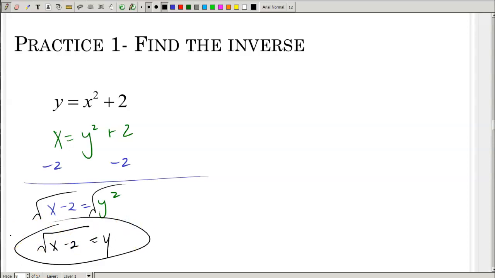If I take something, square it, and add 2, the inverse of that is to take something, subtract 2, and then take a square root. It would do the exact opposite.